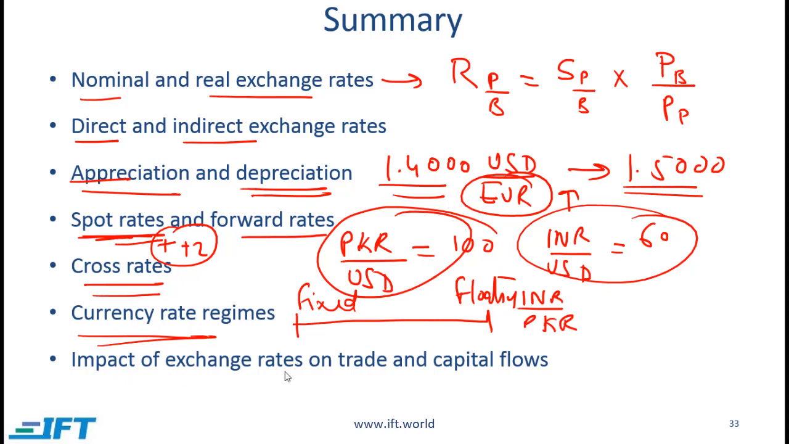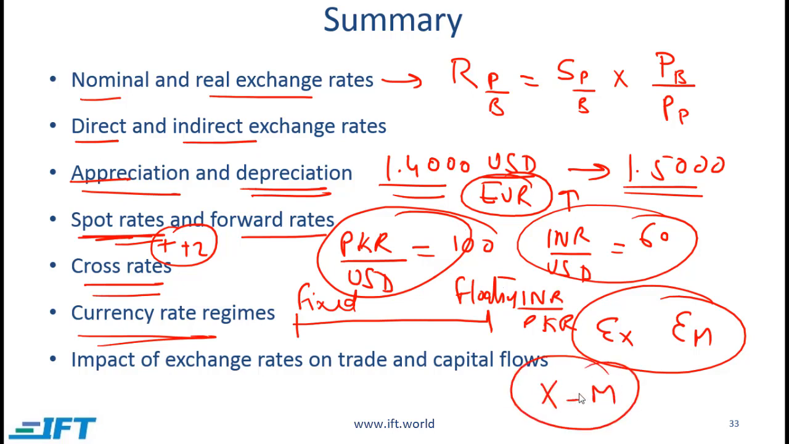And finally, impact of exchange rates on trade and capital flows. Here we talked about an elasticities based approach and the absorption approach. The elasticities based approach says that the impact on the trade balance depends on the elasticity of exports and the elasticity of imports. The greater the elasticity, the more the impact will be of a change in exchange rate. And the absorption approach is based on macroeconomic principles, which says that as long as savings go up relative to investment, then that will have a positive impact on the trade balance.